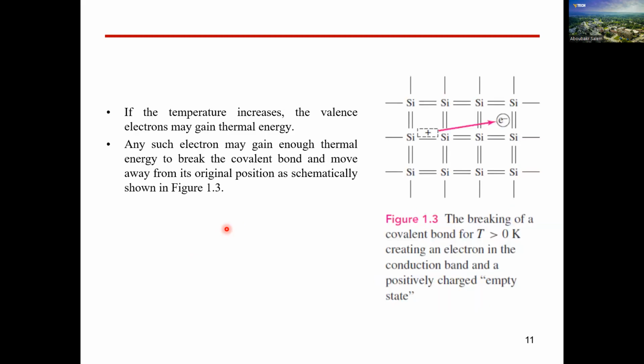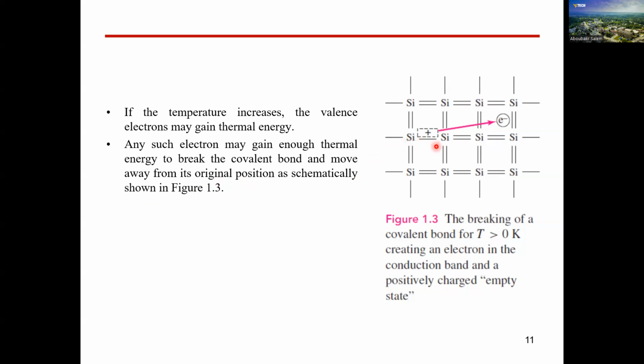Now, if the temperature increases, the valence electrons may gain thermal energy. And temperature increase means you applied a certain amount of energy. You applied energy in order to increase the temperature of these elements, in order to break the bond between the atoms. Any such electron may gain enough thermal energy to break the covalent bond and move away from its original position, as schematically shown in this figure.